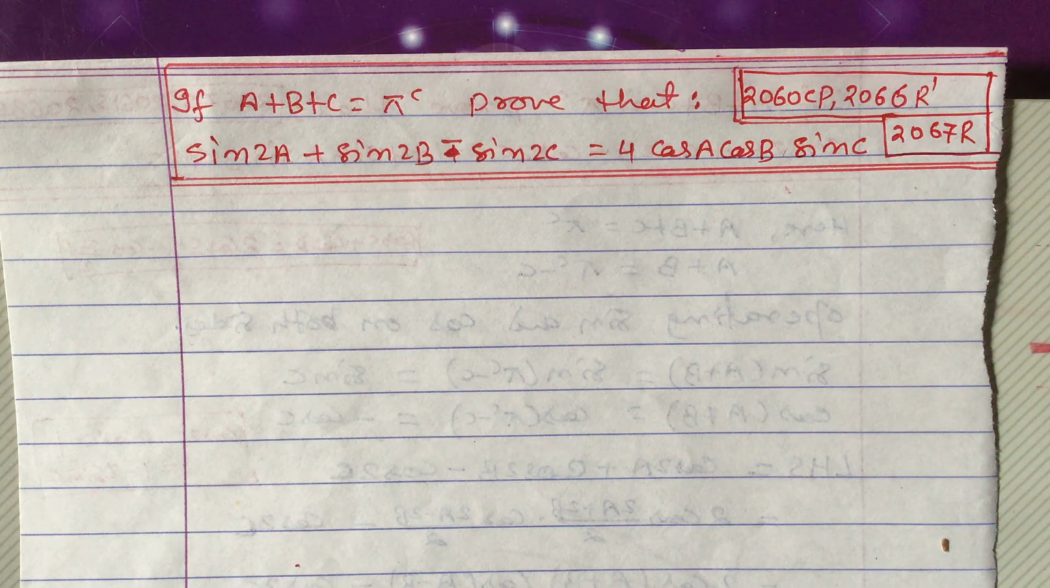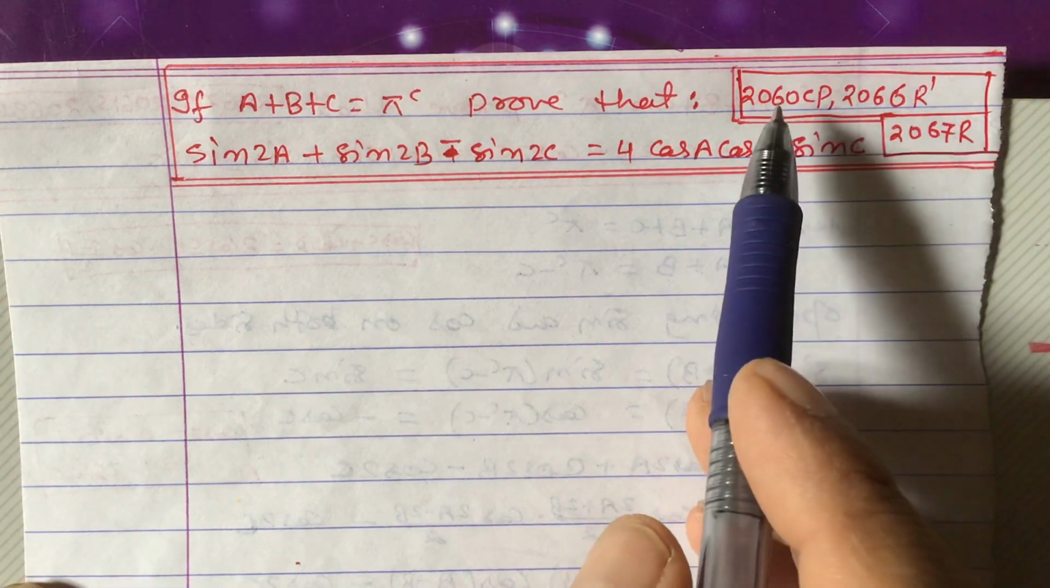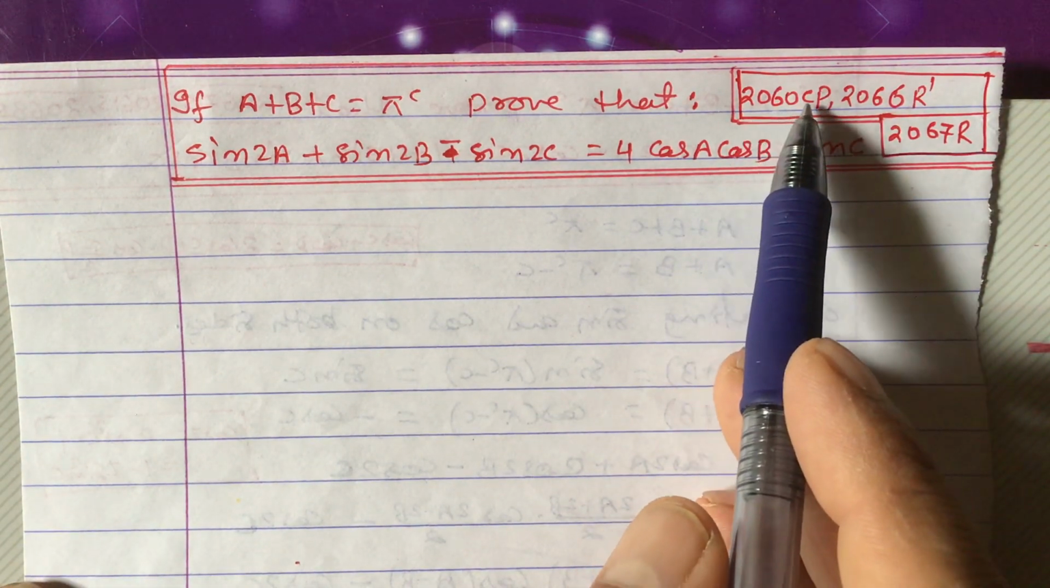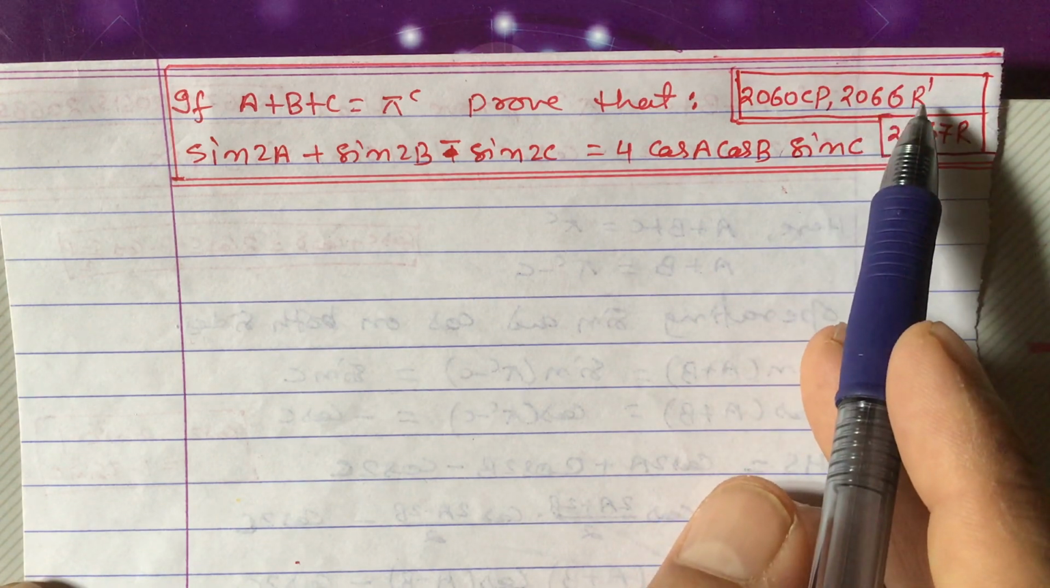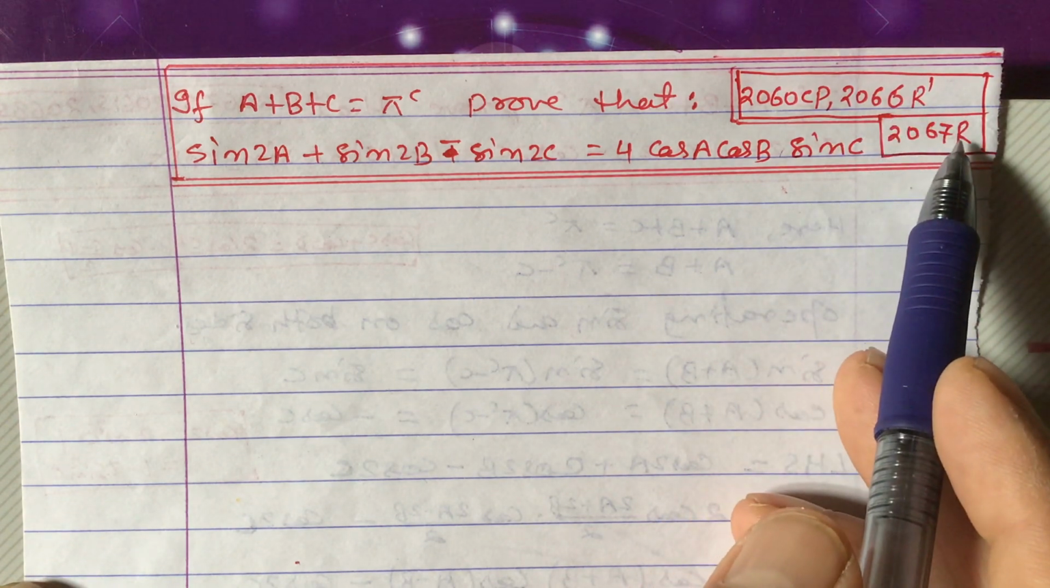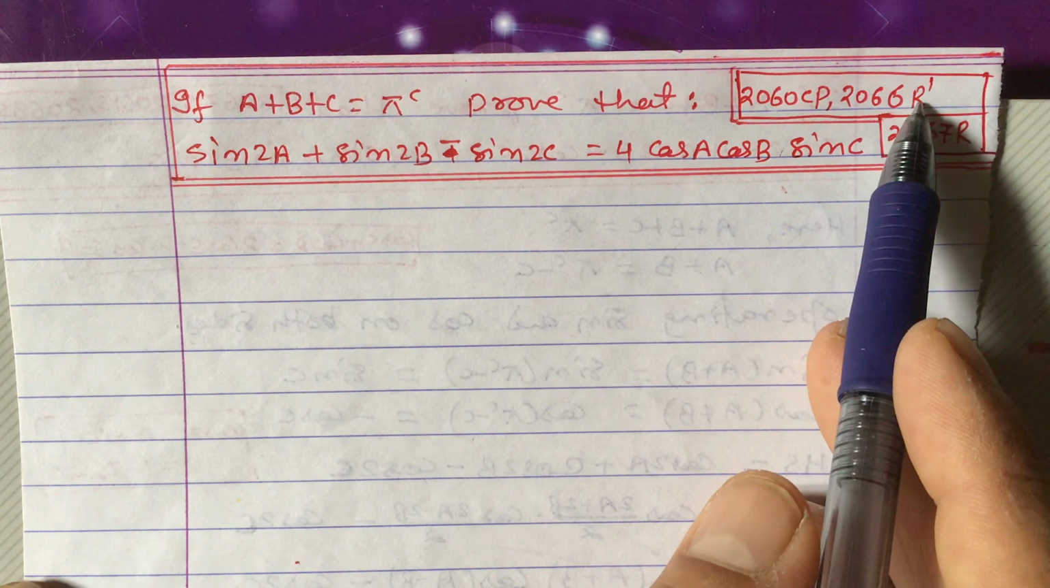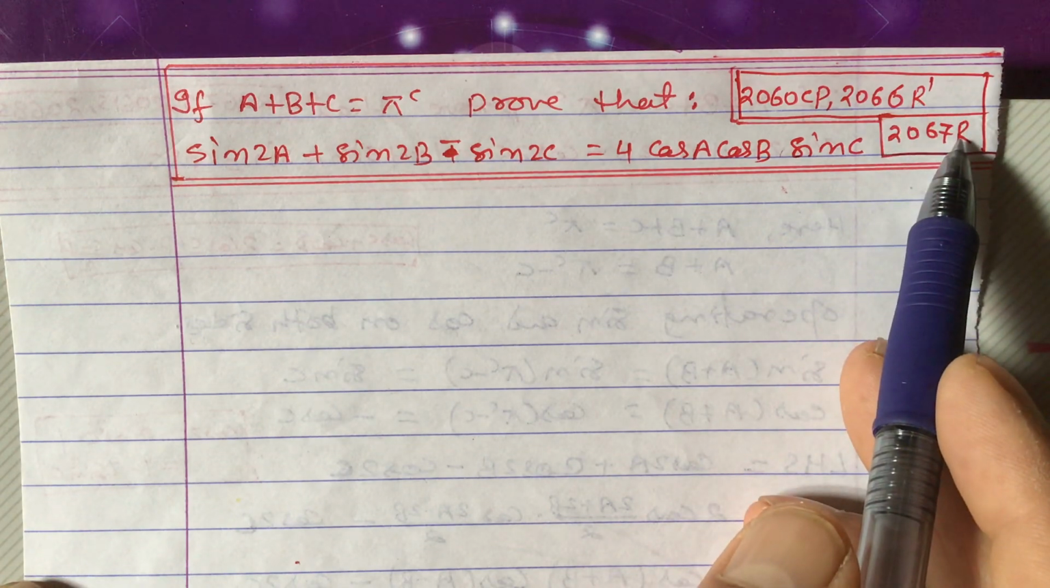Dear students, today I am going to teach you one question related to trigonometry conditional identity of class 10, and this question was asked 3 times in the SLC examination. They were in 2060 CP, in 2066 for Ardes, and then 2067 for regular. This is regular optional 2, this is regular optional 1.